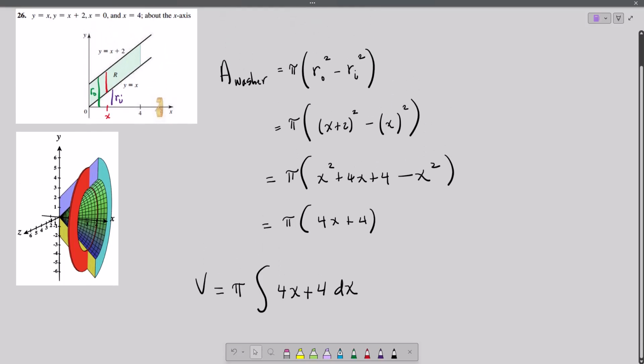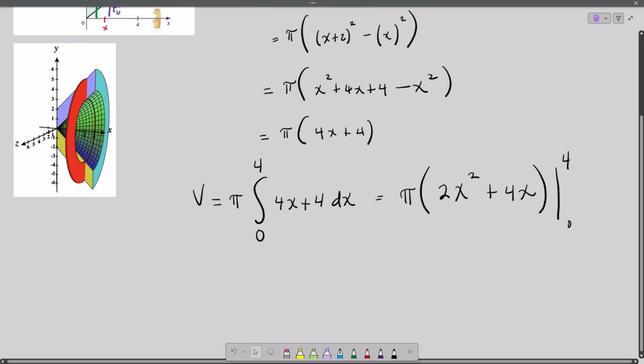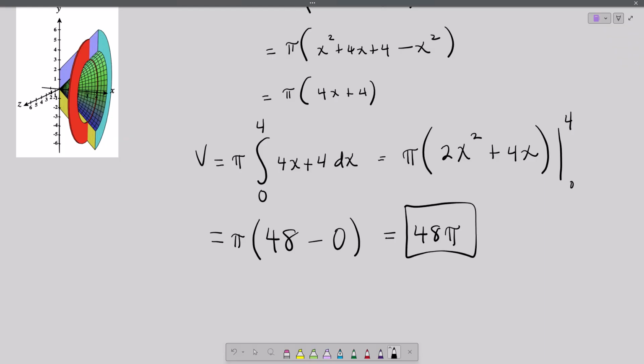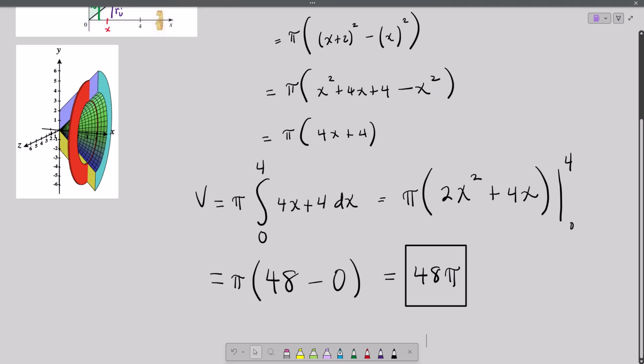All right, and then we have to get our limits of integration. They present them to us. We don't have to do any work, just 0 and 4. And then we'll do our power rule. Add 1 to the exponent, divide by the new exponent. Fundamental theorem of calculus says that this is going to be the antiderivative evaluated at 4, which is 32 plus 16, which is 48, minus the antiderivative evaluated at 0, which is 0. And so that'll give us a total volume of 48 pi. So that'll be the volume of this solid object that looks like that. Some cone-ish thing.